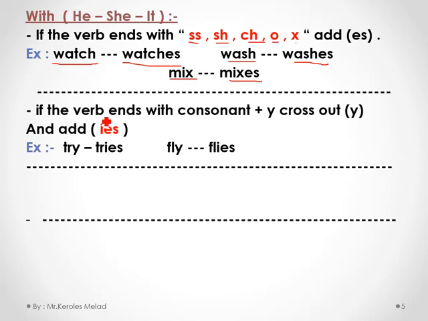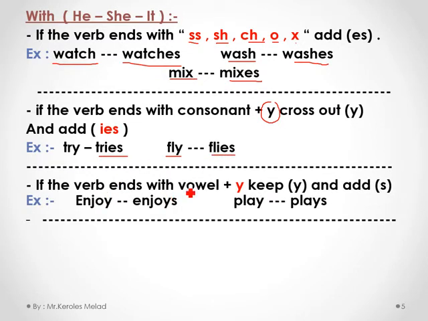Number 2, if the verb ends with consonant plus y, we cross out y and add ies. For example, try will be tries, fly will be flies. If the verb ends with vowel plus y, keep y and add s. For example, enjoy will be enjoys, play will be plays.